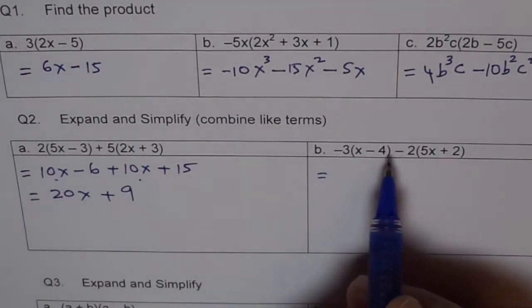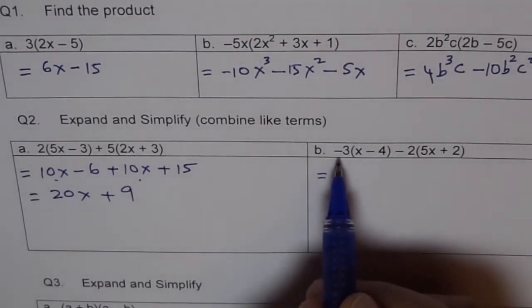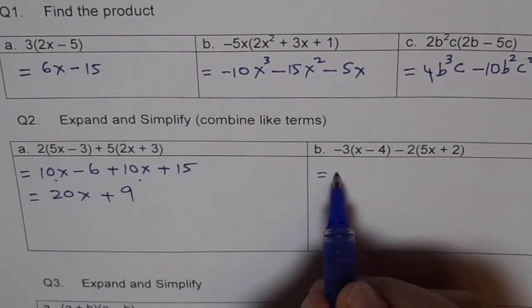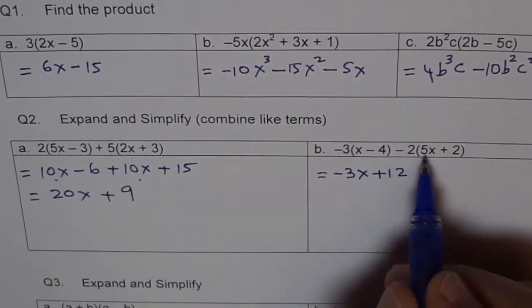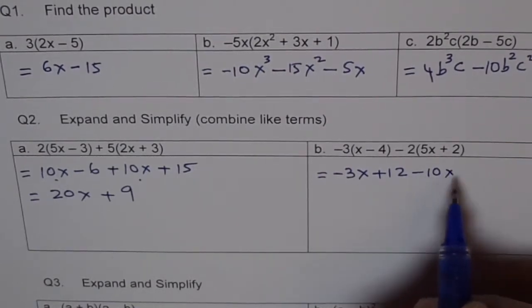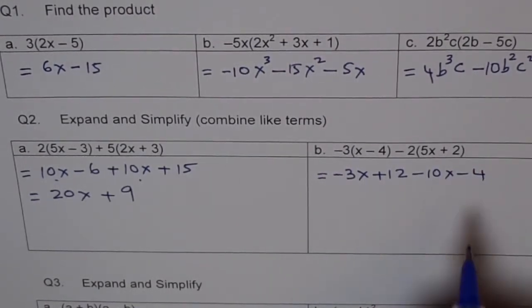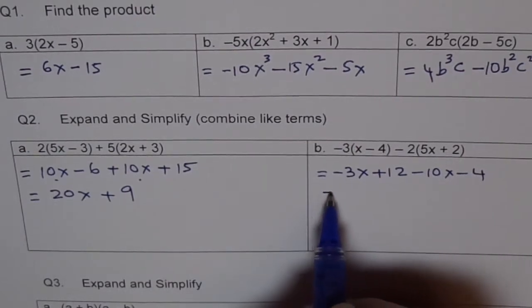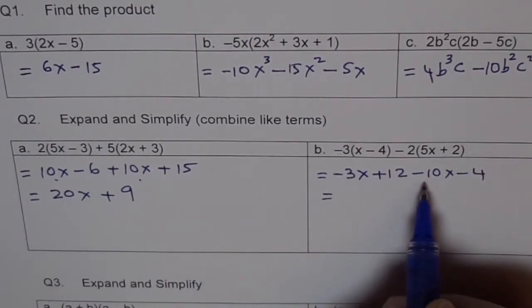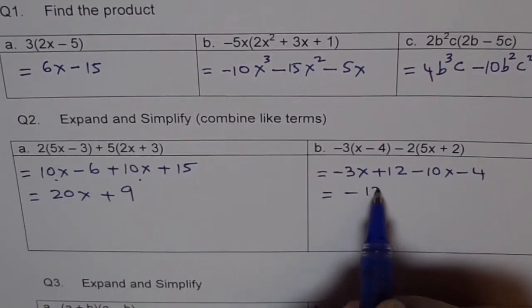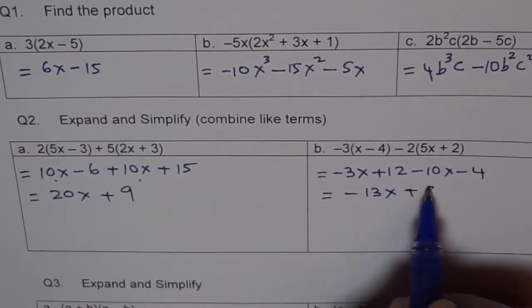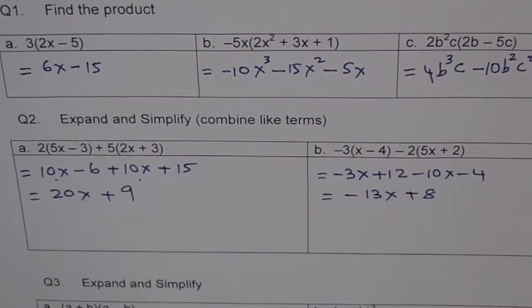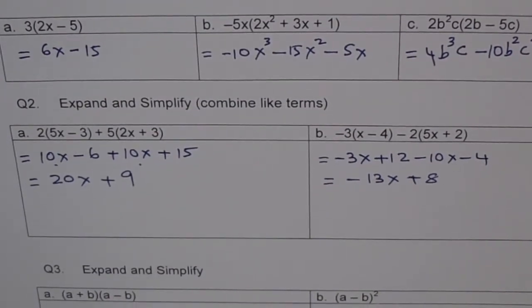So here we have negatives. When we multiply with negatives, signs change. So we get minus 3x plus 12 minus 10x minus 4. Again, let's combine the like terms. Minus 3x and minus 10x can be combined to give us minus 13x. And 12 minus 4 is plus 8. That's how you get it. So it's as simple as that.